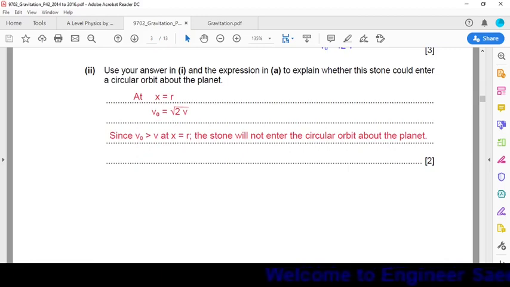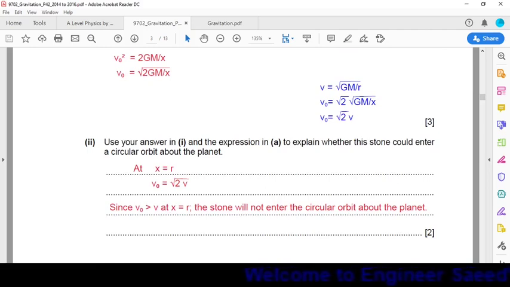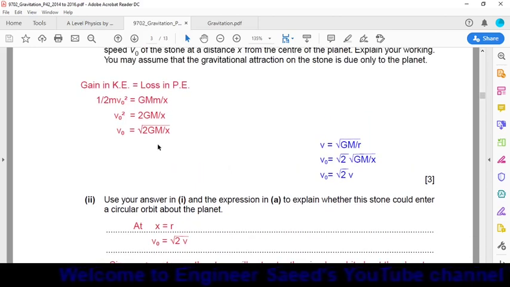Okay, if the velocity of the second stone is more than the velocity of the first stone, then it will not enter a circular orbit. And if the velocity of the second stone is equal to or less than the velocity of the first stone, then it will enter into the circular orbit. Now here what we are looking at, velocity of the second stone is v naught equal to under root 2GM over x. For the first stone, we have calculated velocity under root GM over r.